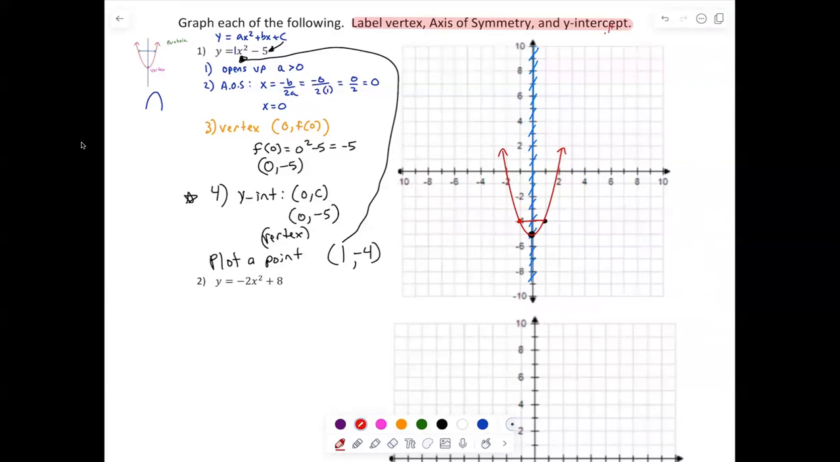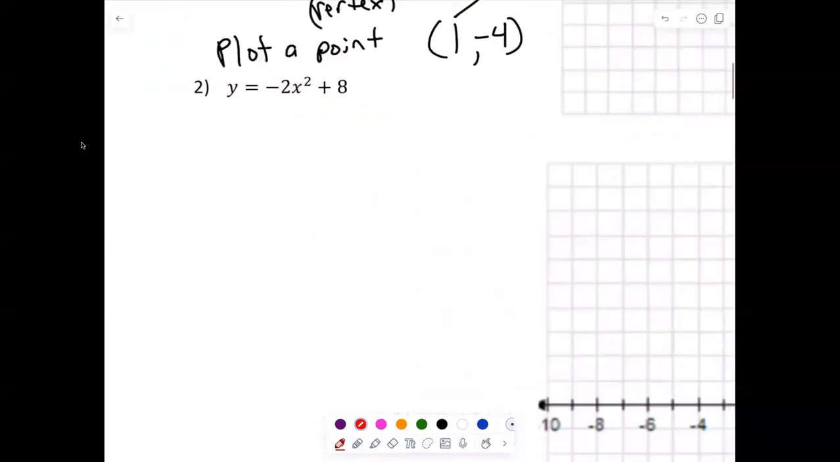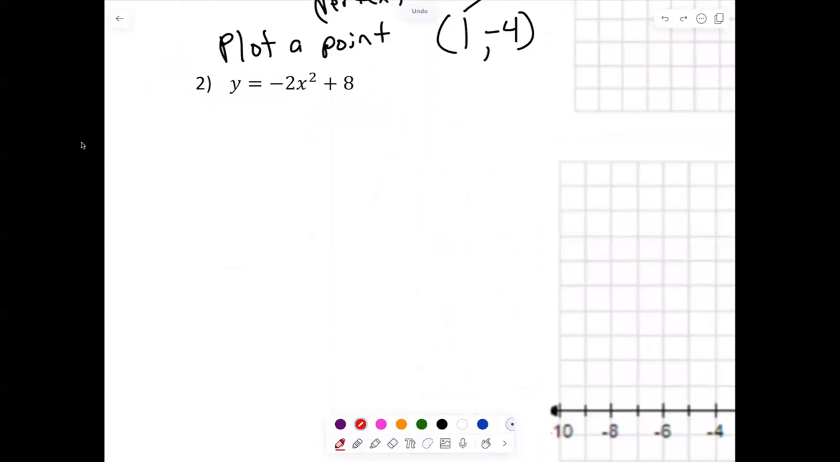Again, those are kind of the step-by-step plans. You don't have to list it step 1, step 2, step 3, step 4. That doesn't matter to me. What matters is you can translate the information. So let's go ahead and knock out number 2 now. Does it open up or down? It opens down, because a is less than 0.